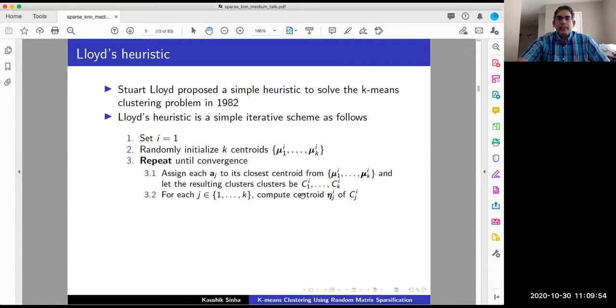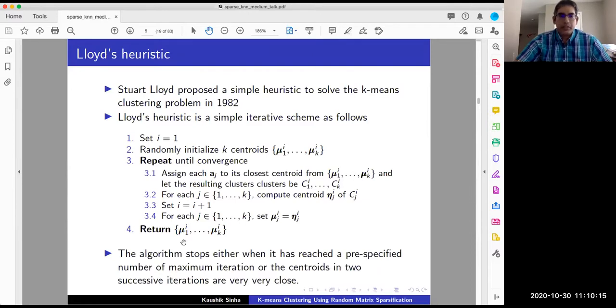Based on those new clusters, you can compute the new centroid points, let's call them eta, and then we increase the iteration number, assign the new centroids to be the centroid for the next iteration, and we repeat this process until convergence, and then we return the centroid points, which are the centroids of the representative clusters. So the algorithm stops either when it reaches a pre-specified number of iterations that one can specify beforehand, or if two successive iterations have centroids that are very close or there is not much difference in the objective function, at that point one stops.